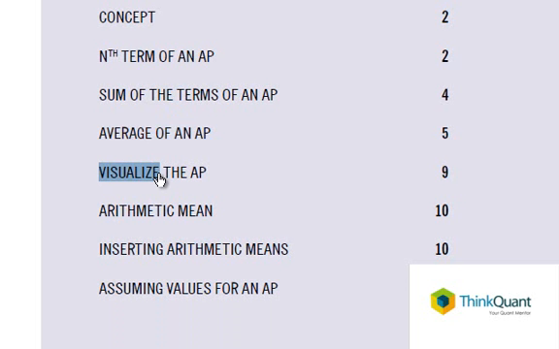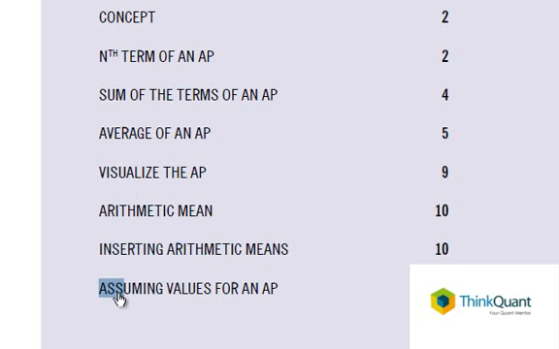This visualization will help us, one, to understand what's happening in the problem, and two, it will also help us to actually work through the problems much faster than using the formulae that we have learned. We'll learn about arithmetic mean, how we insert arithmetic means between numbers.